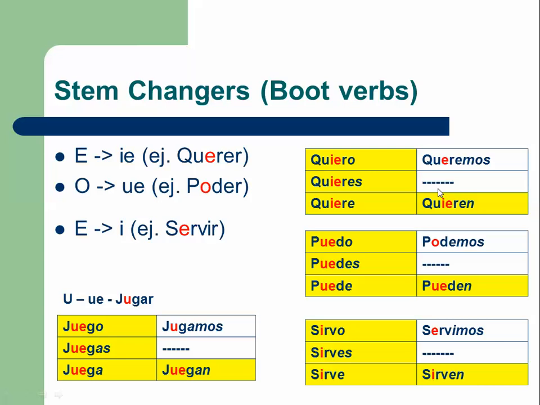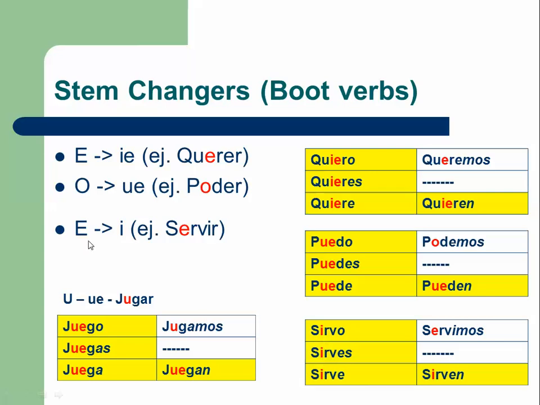Quiero, quieres, quiere, queremos, quieren. And remember, it only changes in the form of the boot, so the nosotros form never changes. Poder: puedo, puedes, puede, podemos, pueden. Remember, once again, nosotros doesn't change. And then servir is a good example of the E to I form.